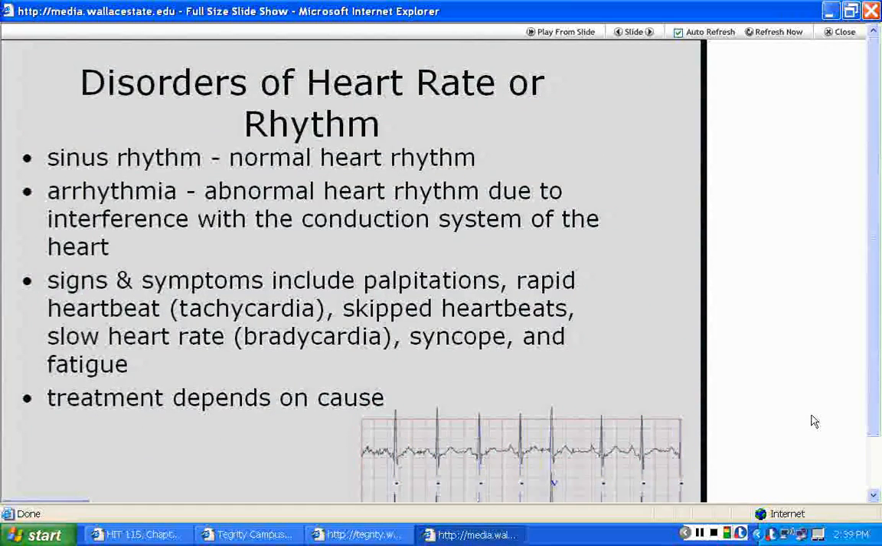If you have an arrhythmia or dysrhythmia, abnormal heart rate, you'll usually have palpitations and you'll feel your heart just pounding in your chest. You'll have a very fast heart rate or a very slow heart rate. The rapid heartbeat is tachycardia. The slow heart rate is bradycardia. You may have skipped heartbeats. You may have syncope because of an arrhythmia. The type of arrhythmia that you have is going to determine the treatment.